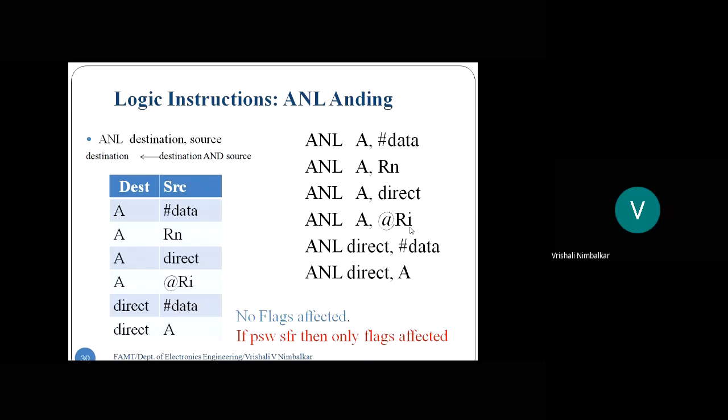ANL A comma @RI: the data pointed to by RI is ANDed with the accumulator, and stored back in the accumulator. And see, these are the 2 additional instructions we have. ANL direct comma hash data: the data is in the instruction, ANDed with the data of direct memory, and the result is stored back in the direct memory. And the last one, ANL direct comma A: data from the accumulator is ANDed with the data from the direct memory, and the result is stored back in direct memory.